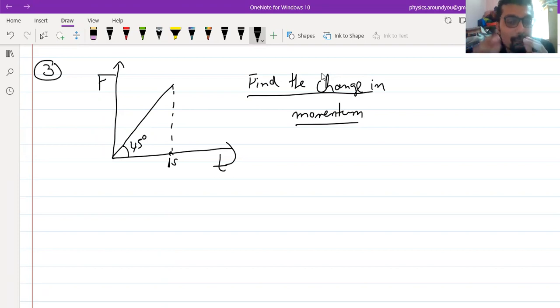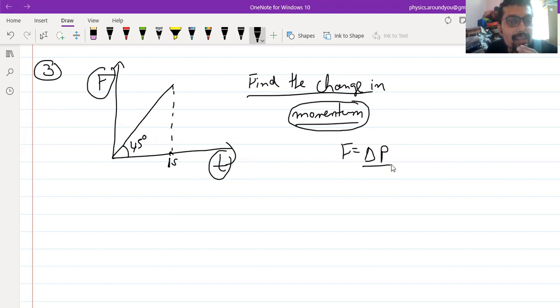But before that, a sneak peek into whatever we have there. Find the change in momentum. So, how is momentum related to force and time? From your lower classes, you know a relationship. Force is equal to change in momentum by time, isn't it? All of you are familiar with this? Yes, sir. Force is change in momentum by time.